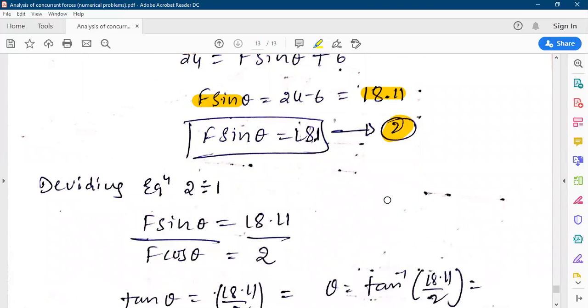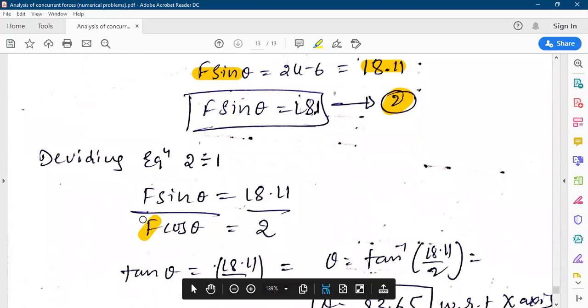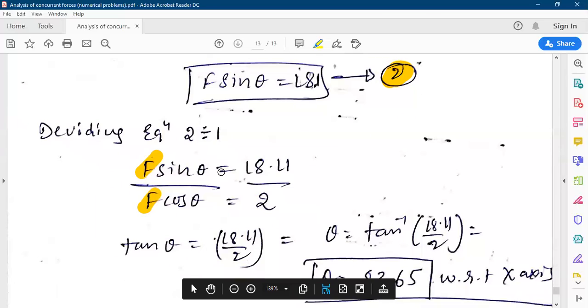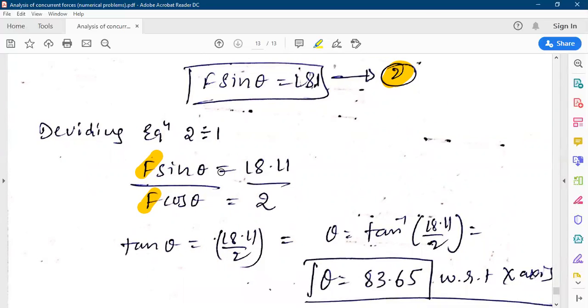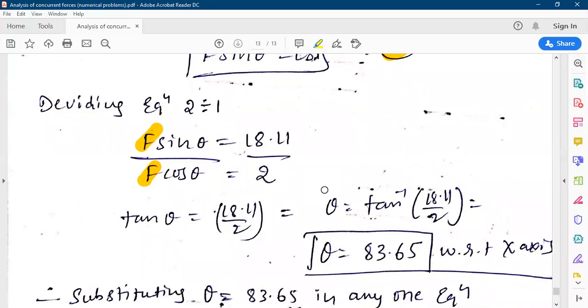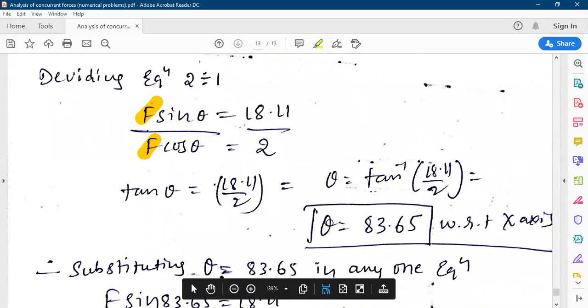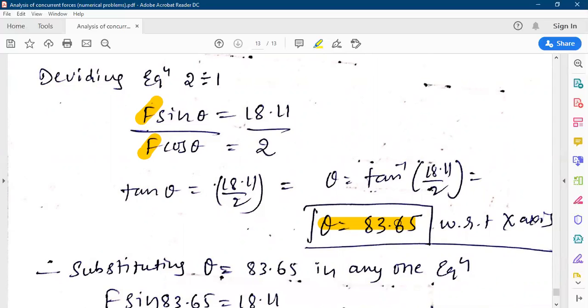Now divide equation number 2 by 1. So F will get cancelled, right? We will remain with tan theta is equal to 18.11 divided by 2. So theta is equal to tan inverse of 18.11 divided by 2. So that theta is equal to 83.65. This is the inclination of the unknown force F, right?